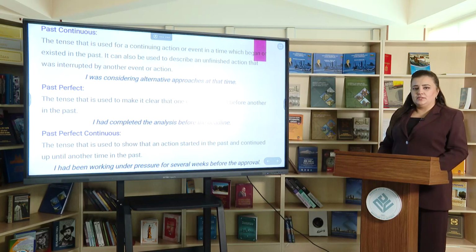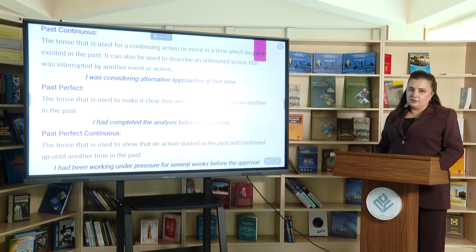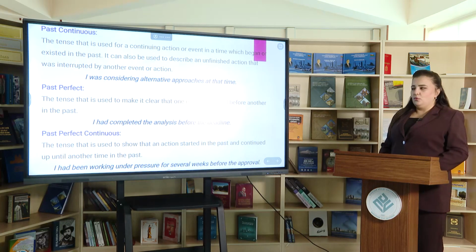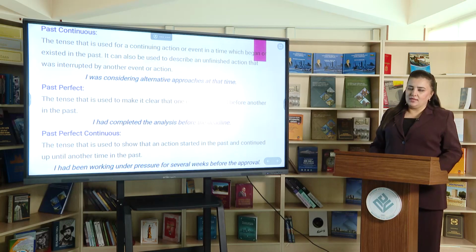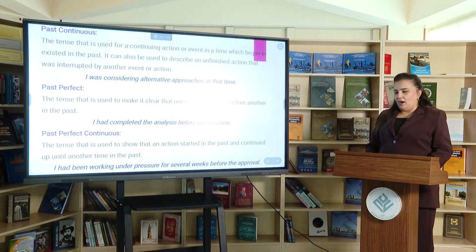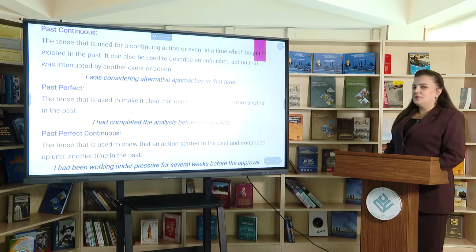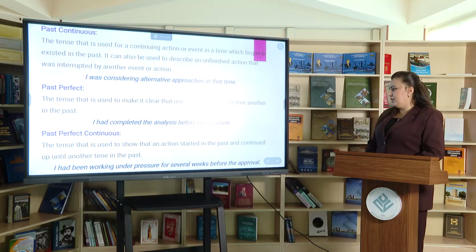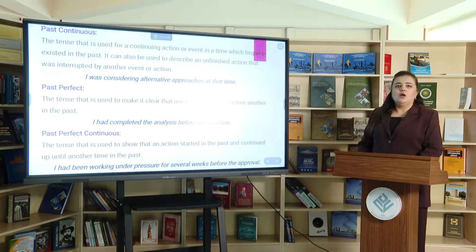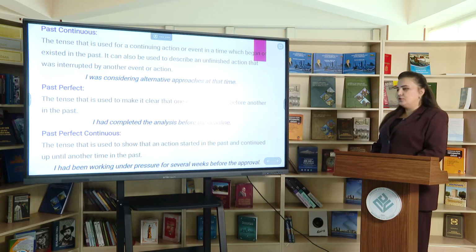Then the next one is called past perfect continuous. This tense form is used to show an action started in the past and also continued up until another time in the past. For example, I had been working under pressure for several weeks before the approval.